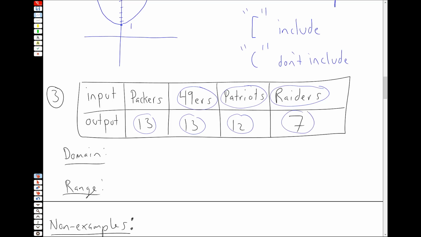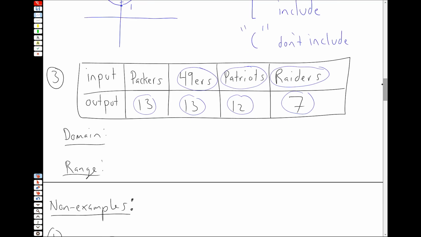Okay. So here's another example of a function here. This is, again, a real life example. We're not just dealing with numbers here. We're dealing with NFL teams and number of wins, which are numbers, but nice to have a little bit of variety.